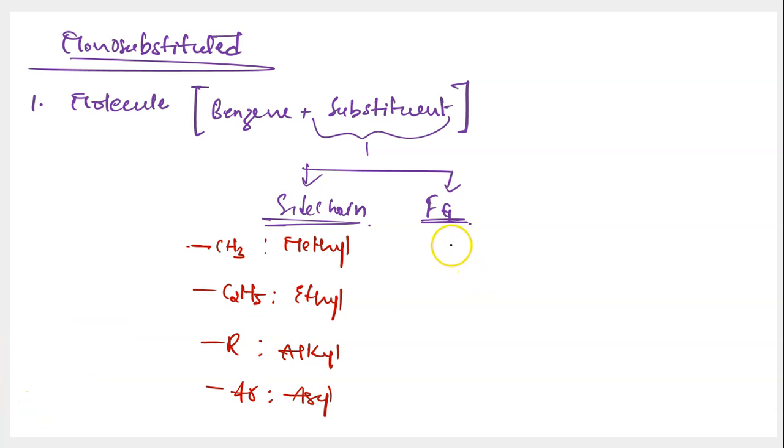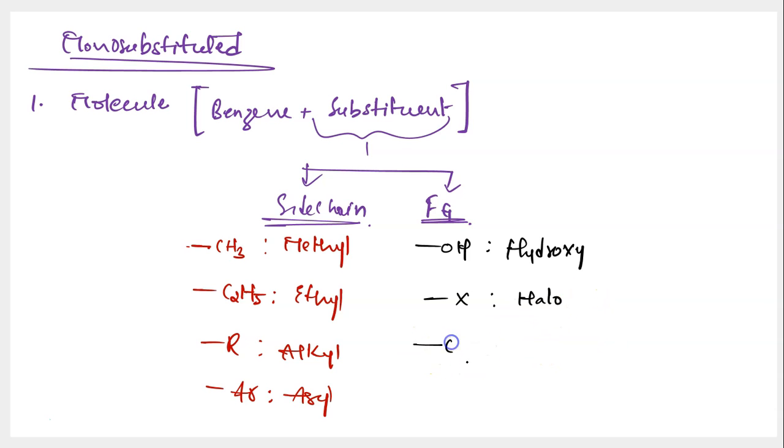If you're having a functional group, then write the prefix name. For example, OH is the functional group. Prefix name of OH is hydroxy. And if you're having a halogen as a functional group, the prefix name of halogen is halo. If it is chlorine, chloro; fluorine, fluoro; bromine, bromo; iodine, iodo.